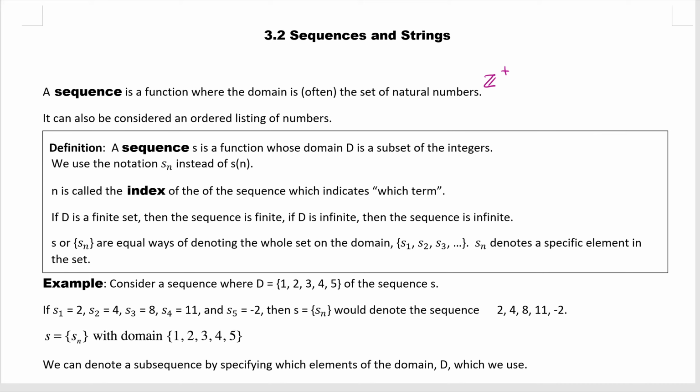Definition: a sequence S is a function whose domain is a subset of the integers. We use the notation S_n instead of S of n. n is called the index of the sequence, which indicates which term.